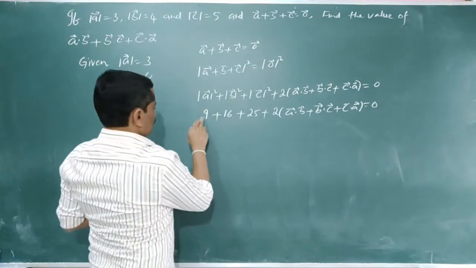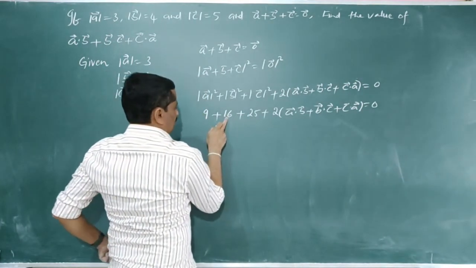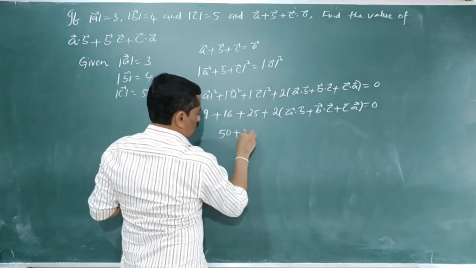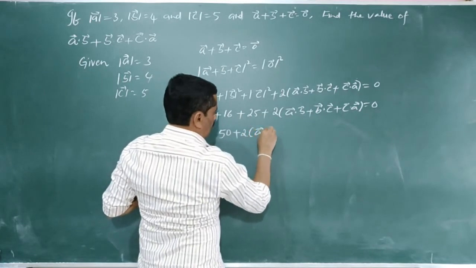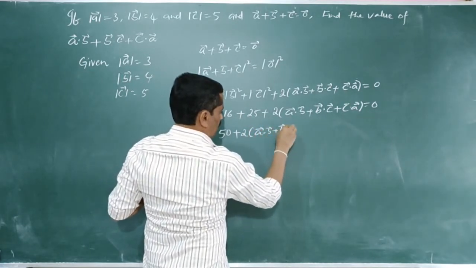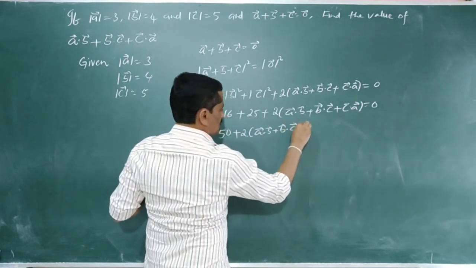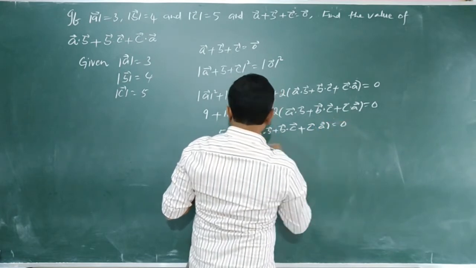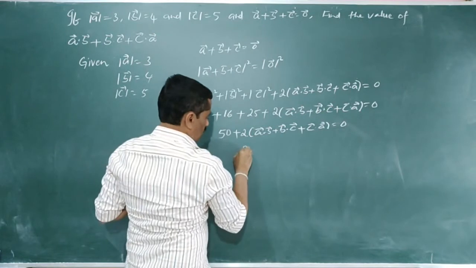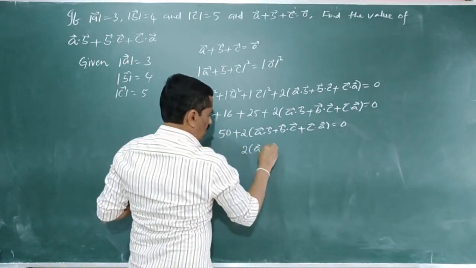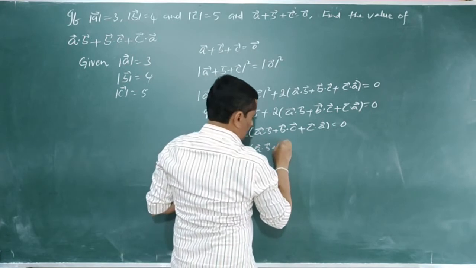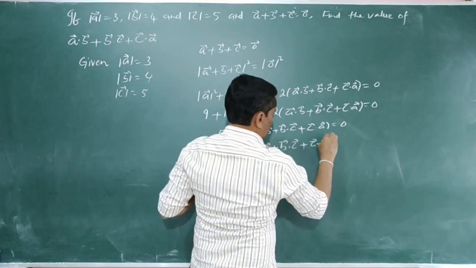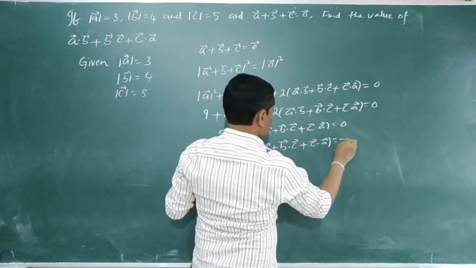Next we have 9 plus 16, 25, plus 25, we have 50. So 50 plus 2 of a bar dot b bar plus b bar dot c bar plus c bar dot a bar is equal to 0. Bring 50 to RHS, therefore we have 2 of a bar dot b bar plus b bar dot c bar plus c bar dot a bar is equal to minus 50.